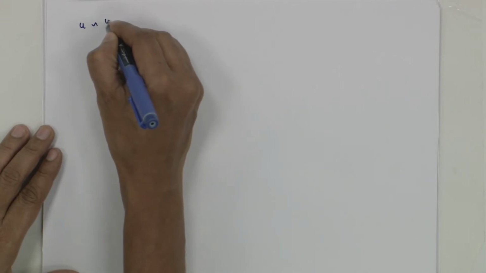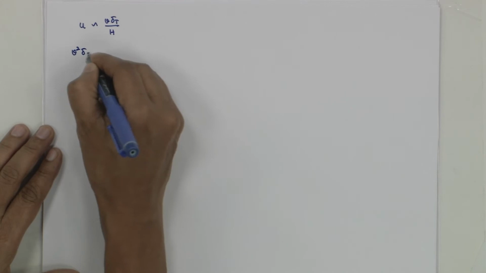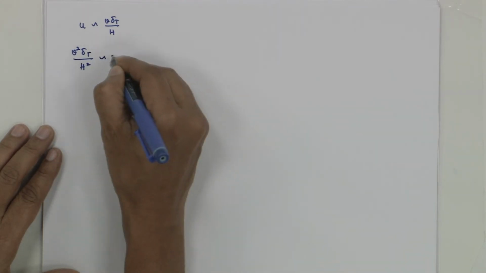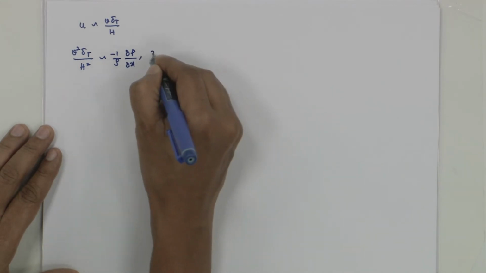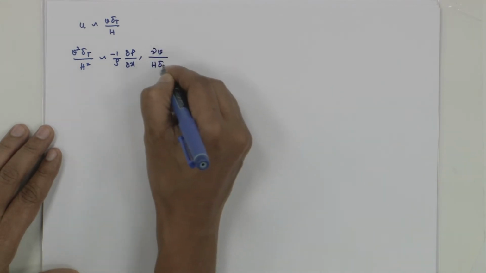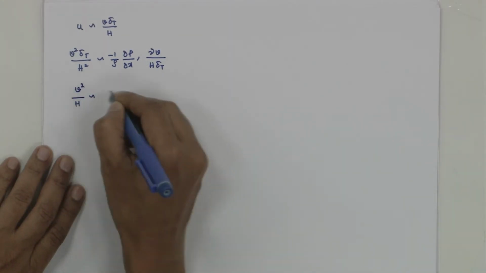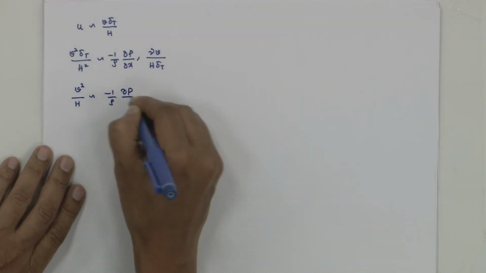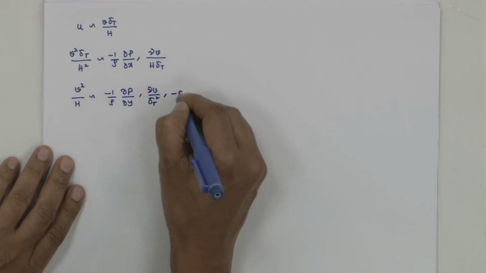Now let me try to get a feel for this pressure in a slightly different way. Just to recall, u we have gotten as V delta t by h, and V squared delta t by h squared is of the order of minus 1 by rho del p by del x, comma nu V by h delta t. This was the x momentum equation, and the y momentum equation is V squared by h, of the order of minus 1 by rho del p by del y, nu V by delta t squared, comma, minus g.